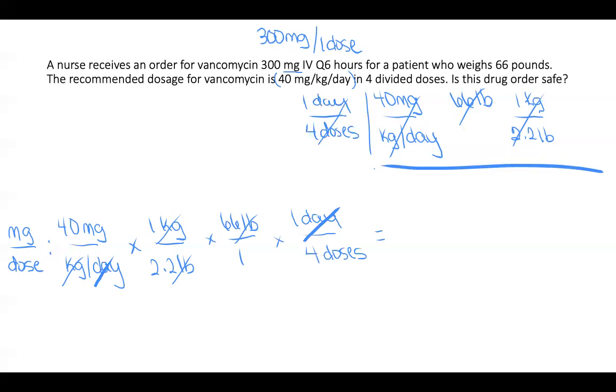So we can go ahead and do our math straight across. 40 times 1 times 66 times 1 is 2640. And then 1 times 2.2 times 1 times 4 is 8.8. And 2640 divided by 8.8 equals 300, in our units of measure, milligrams per dose.